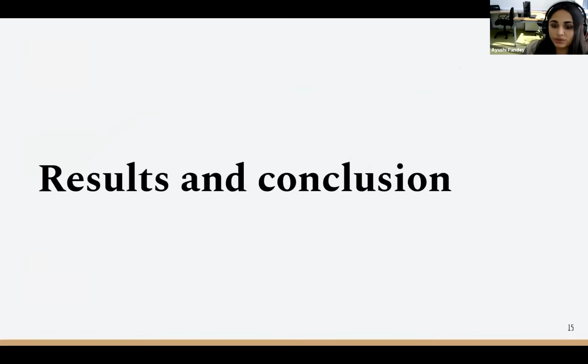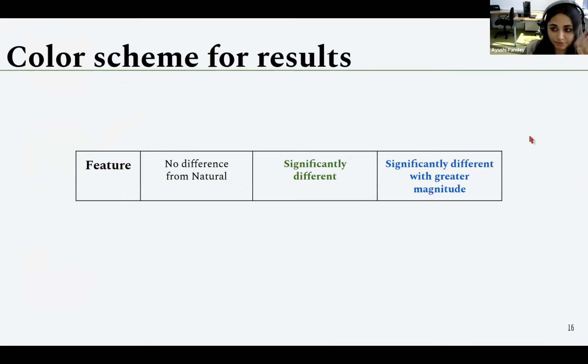Okay. So now we have come to the results and discussion section. Here, before we begin, I want to introduce the color scheme that will help you interpret our results better. You will see 3 types of effects in our results. First is no difference from natural, then is significantly different from natural, and then third is also significantly different from natural, but with greater magnitude.